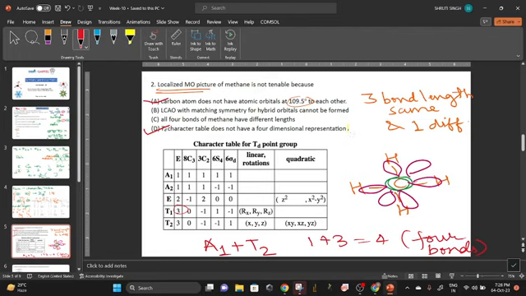This option is also correct, because there would have to be one more entry here, which would have been a 4-dimensional one. There is no such irreducible representation in the tetrahedral point group character table. So we cannot have a direct localized MO picture of methane.